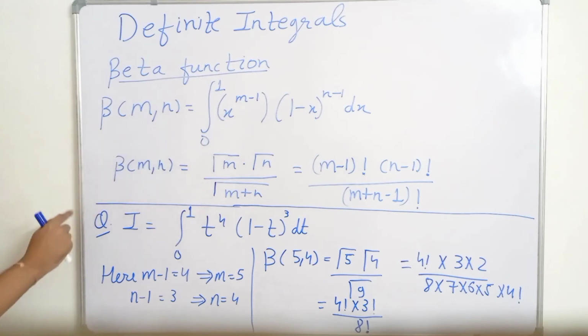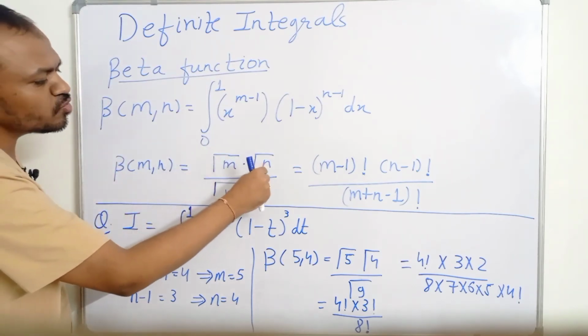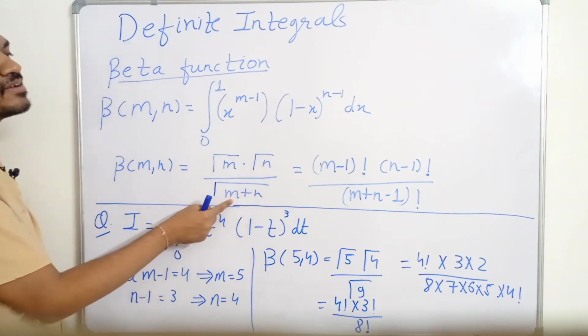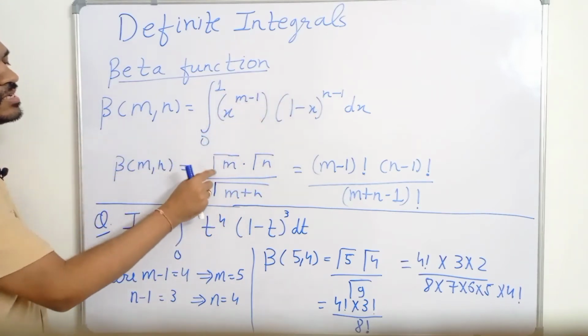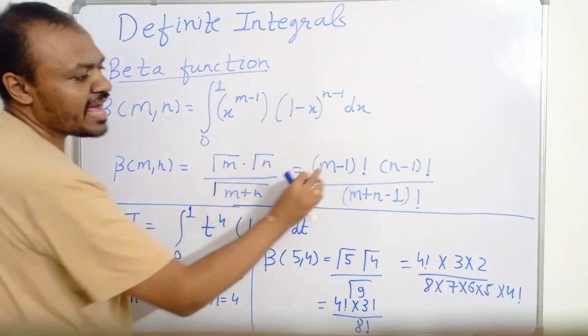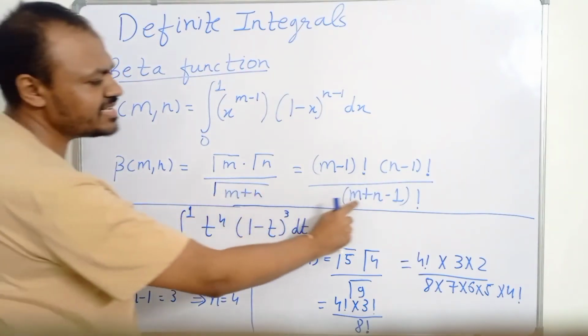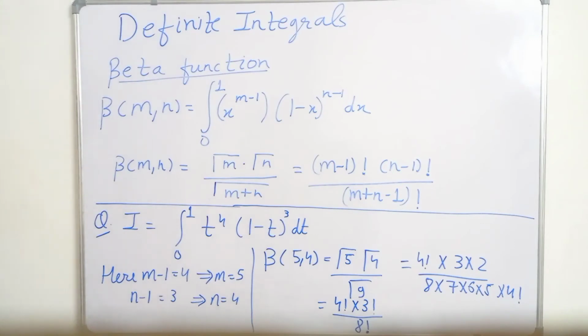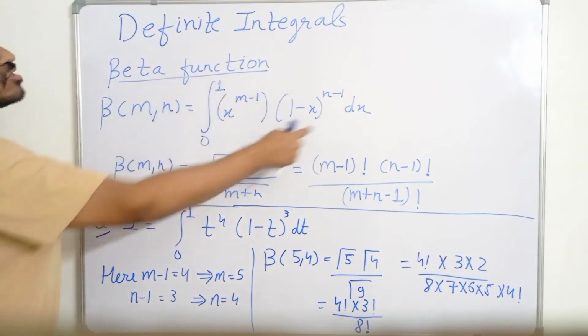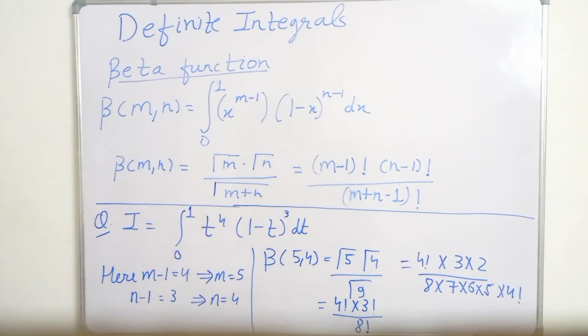If this is the beta function, then its value is equal to gamma m into gamma n upon gamma of m plus n, where m and n are these numbers. Gamma m is equal to m minus 1 factorial, gamma n is equal to n minus 1 factorial, and gamma of m plus n is equal to m plus n minus 1 factorial. So we have reduced this complex integration to this simple factorial solution, which we can easily solve by using a calculator.